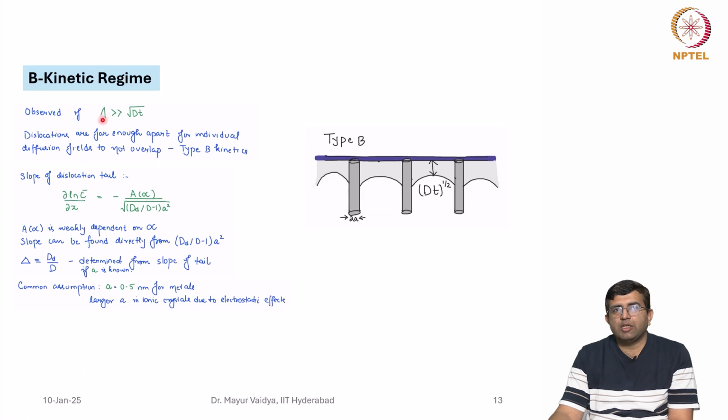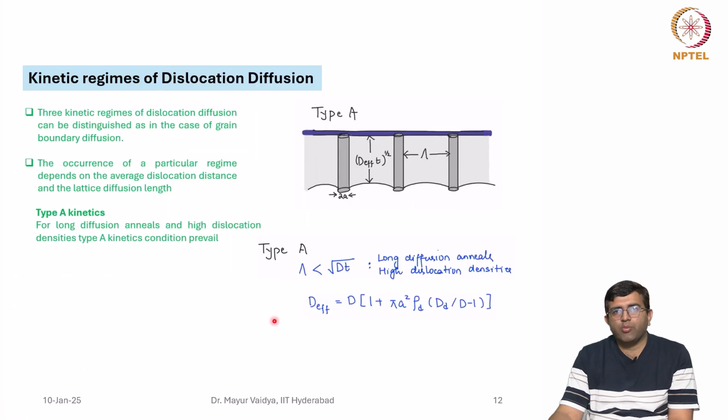The type A kinetic regime, just one more point: this type A regime is observed when this capital lambda is less than root Dt. Remember, lambda is the average dislocation spacing, so the distance between these two. So, if this is very much less than the diffusion depth along the lattice, then you get the type A regime.